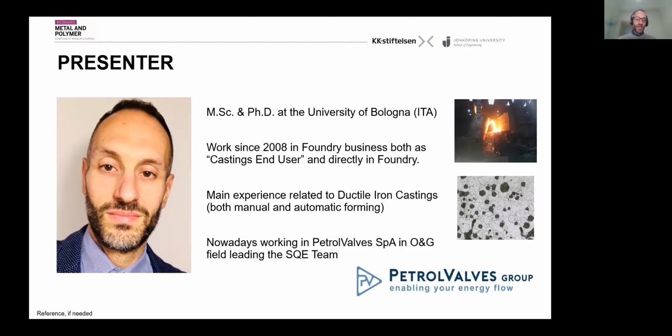Meaning that I've seen both the two sides of this field. At the beginning, I started as a designer of casting components, supporting also people designing casting components, giving also feedback from the manufacturing process. And then I worked directly in the foundry business in the casting technology department, so mainly in the technical department and in the quality department.